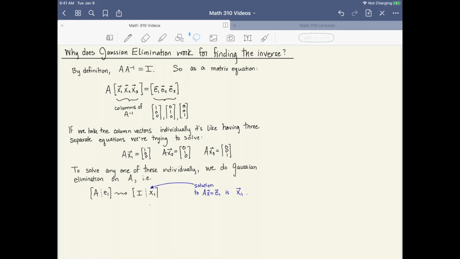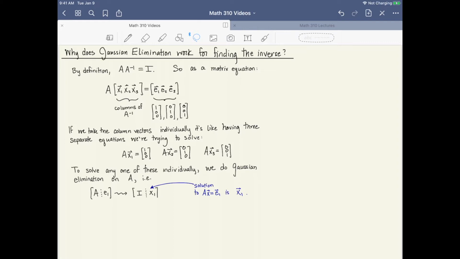So, to solve any one of these individually, we would be doing Gaussian elimination on A, meaning we would form the augmented matrix of A, followed by the vector e1, which is 1, 0, 0, and then reduce it until we have an augmented matrix that looks like the identity matrix, followed by another vector x. And that x is the solution to the matrix equation A x equals e1.